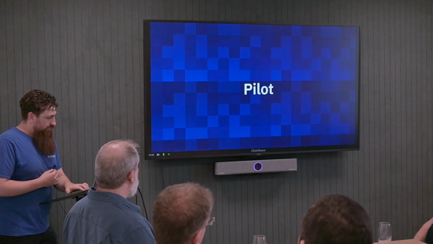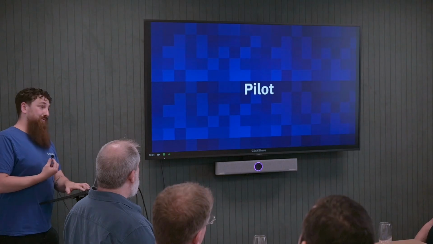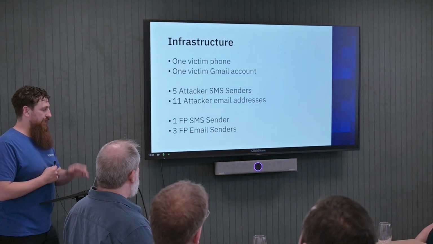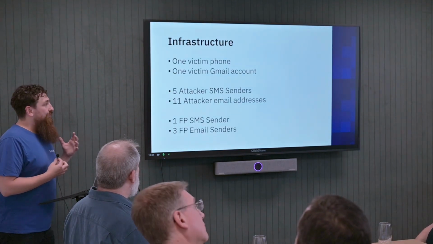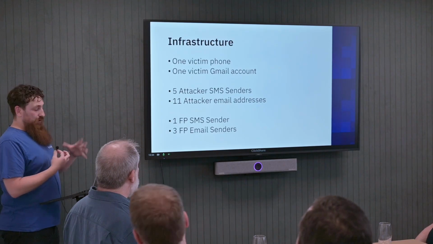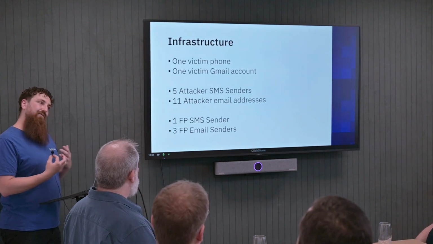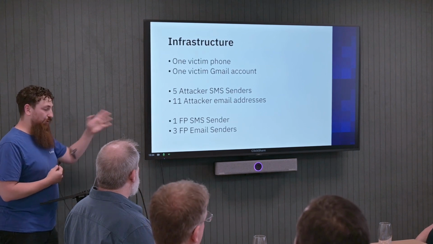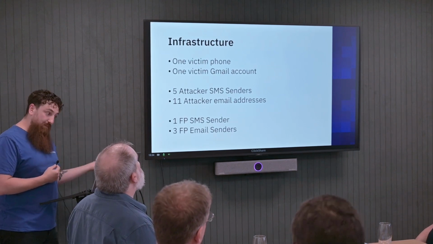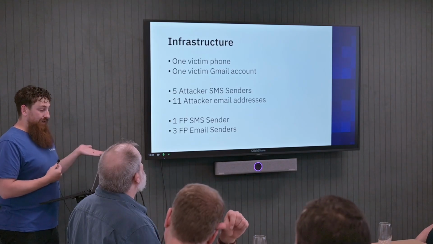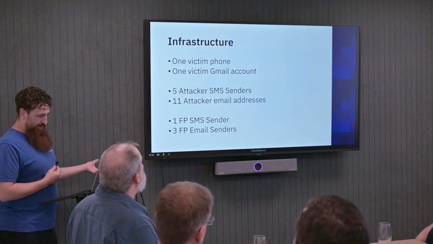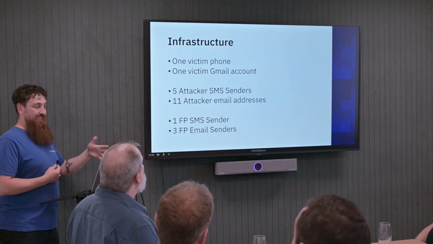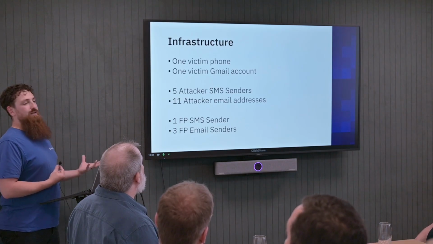So let's talk about the pilot that was around earlier in the year. So infrastructure. For the pilot, we did go for quite a smaller infrastructure just to get everything working and make sure it's running effectively. So we went for 1 victim phone, 1 victim Gmail account, 5 attacker SMS senders, 11 attacker email addresses, 1 FP SMS sender, and 3 FP email senders.